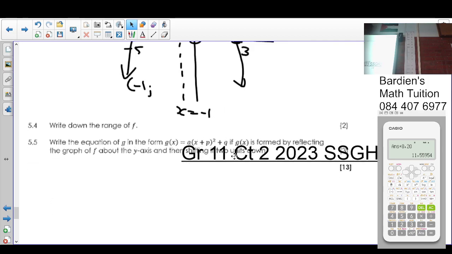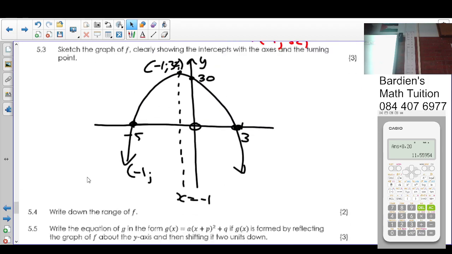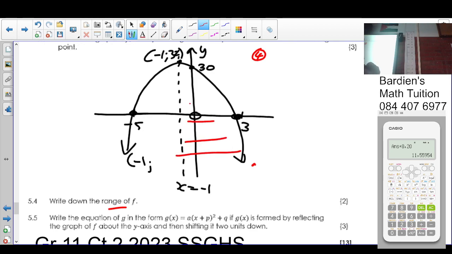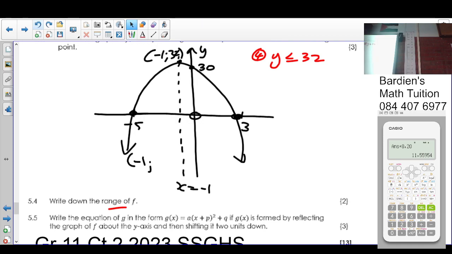Then the question says, what is the range of f? So what is the range? The range is all possible y values. Okay, so does this graph exist at negative infinity? Yes. Where does it stop existing at? The y value of 32. So in other words, y must be less than or equal to 32. Okay, you guys understand? Y is to be less than or equal to 32.